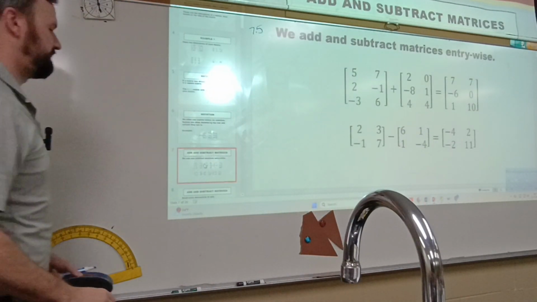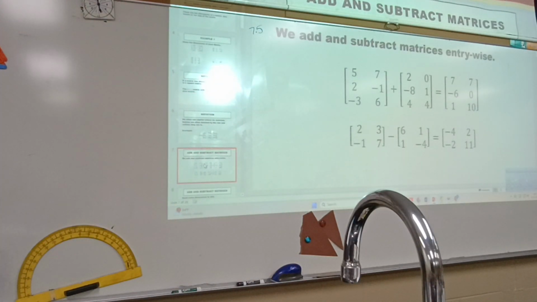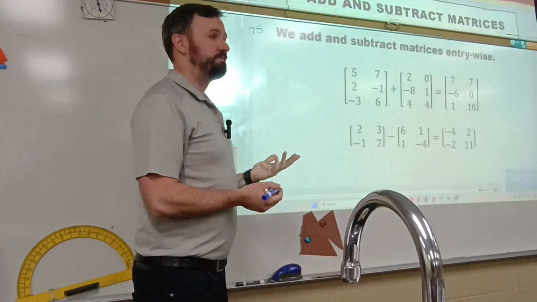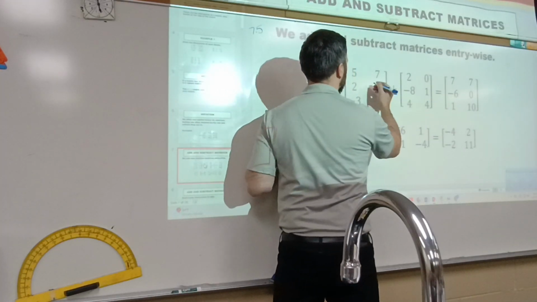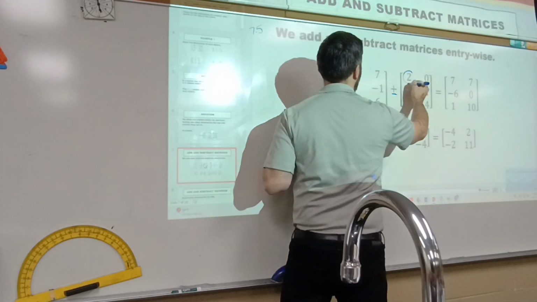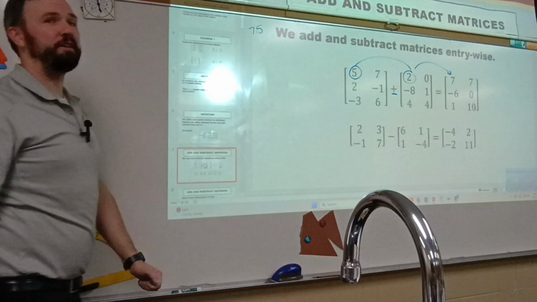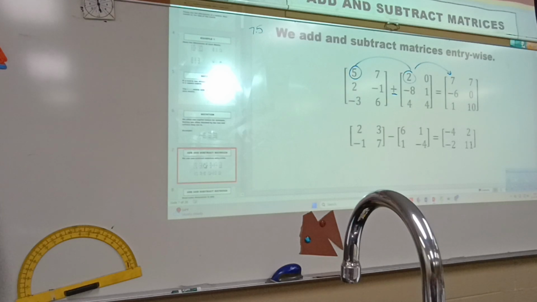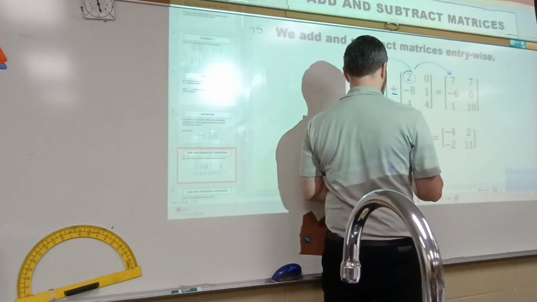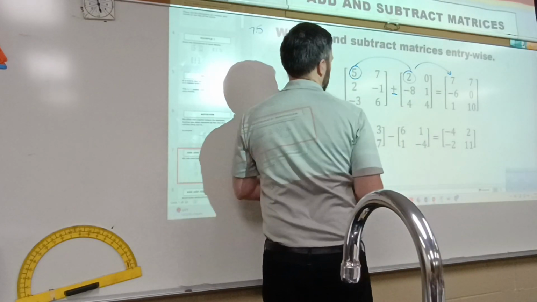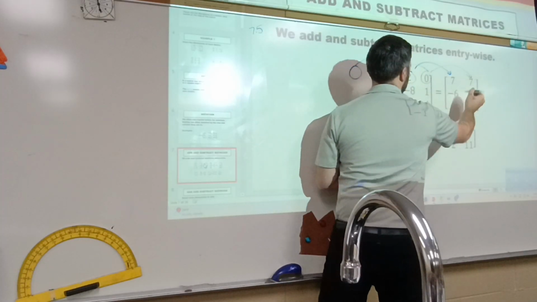All right, let's do this stuff. How do you add and subtract matrices? Good question. If you're adding matrices, you just add the numbers that are in the corresponding row and column together. Okay? 5 plus 2 is 7. 7 plus 0 is 7.